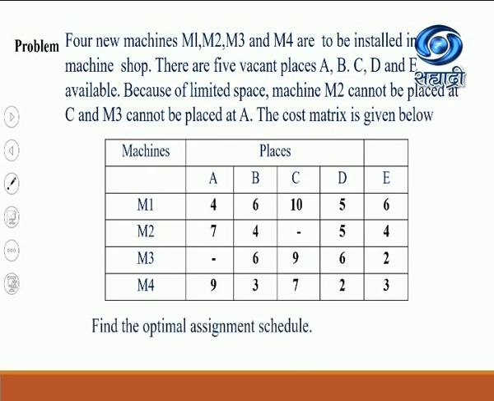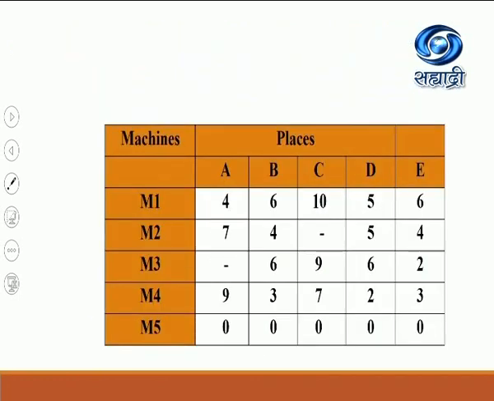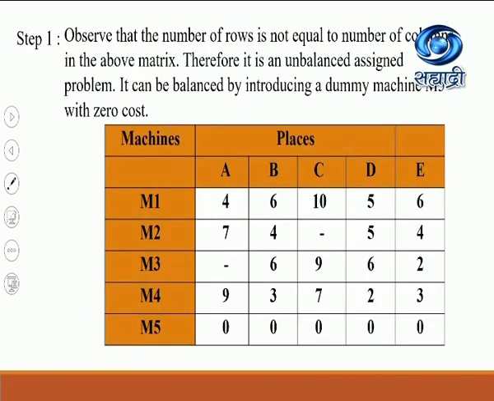Now as discussed earlier, if the assignment is not made, we are going to put it as infinity and then solve. Observe that the number of rows is not equal to number of columns in the above matrix. Therefore, it is an unbalanced assignment problem. It can be balanced by introducing a dummy machine M5 with 0 cost. So here 5 places were given and only 4 machines. So the row was missing. So add a row with 0.